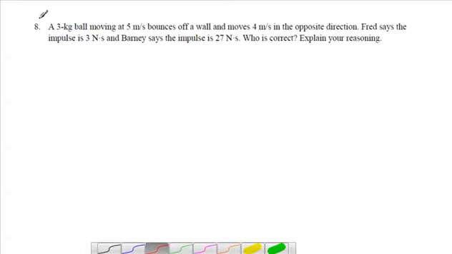Okay, momentum quiz number 8. A 3 kilogram ball moving at 5 meters per second bounces off a wall and moves 4 meters per second in the opposite direction. Fred says the impulse is 3 Newton seconds and Barney says the impulse is 27 Newton seconds. Who is correct? So impulse, you have to keep in mind, impulse is simply delta P, change in momentum.